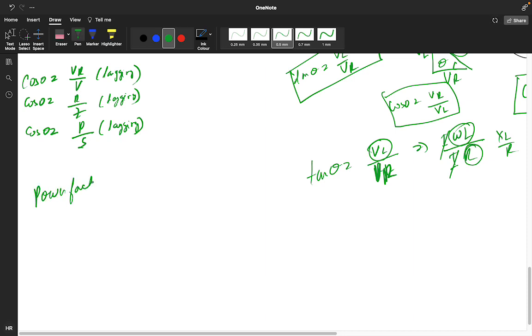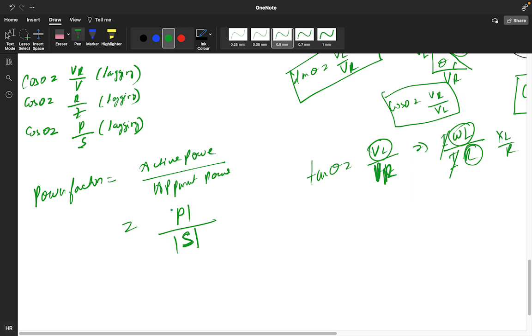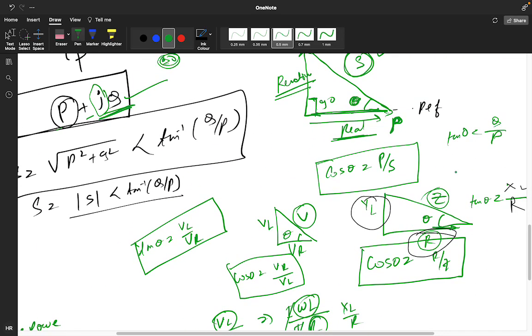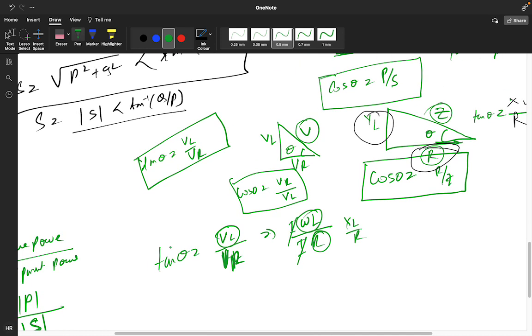What is power factor? Power factor is active power upon apparent power. Apparent power means total power. The meaning of active power is your P and apparent power is your S. All are in the mod form. So cos theta, we had seen, cos theta is P by S. So this is your active power, this is your apparent power.